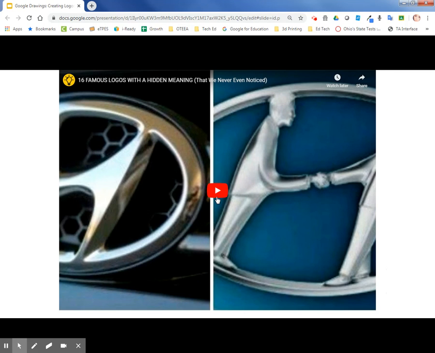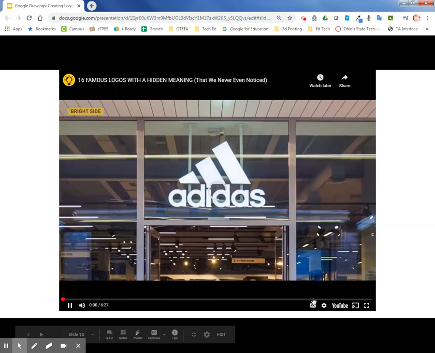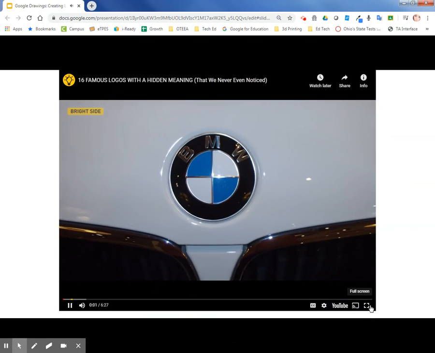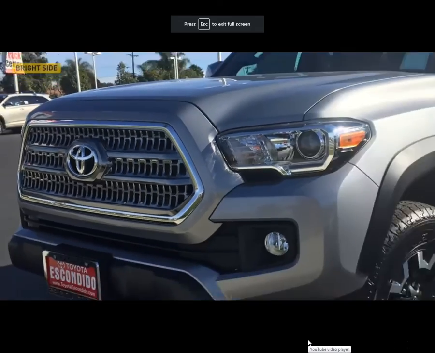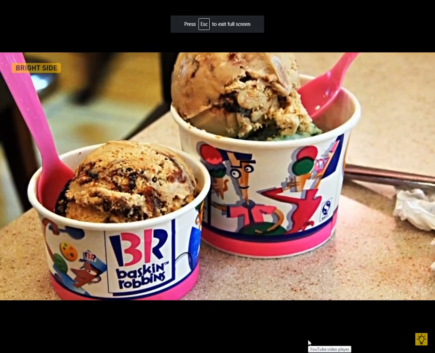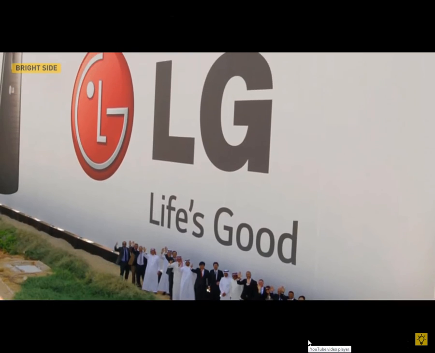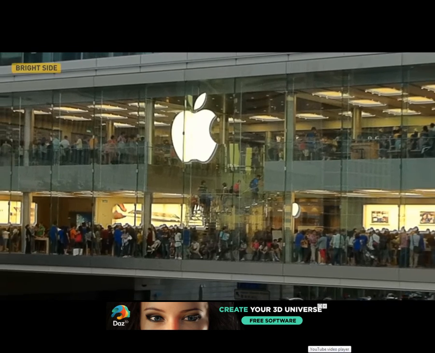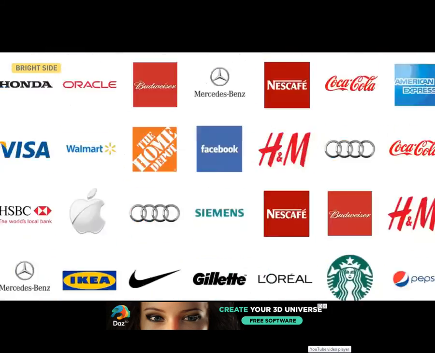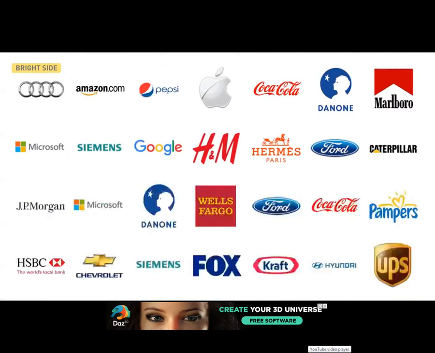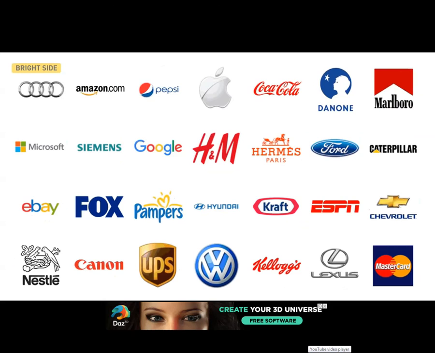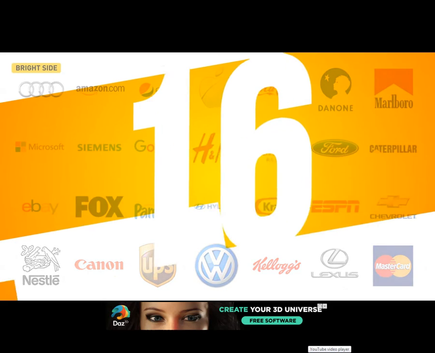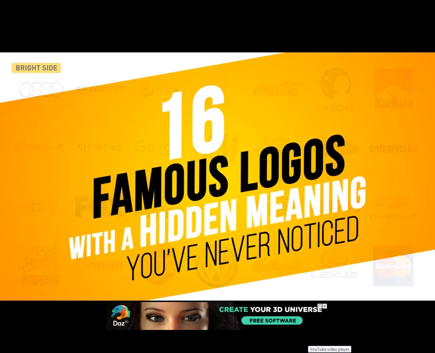All right. So here's some famous logos with hidden meanings. Adidas, Apple, BMW, Coca-Cola, Toyota. We see these famous brands everywhere, but never consider what their logos mean exactly. But every line, curve, and color has meaning behind it. Most of them were designed to indicate something much more than simple beauty. Curious to know? Watch the 16 famous logos with a hidden meaning you've never noticed.